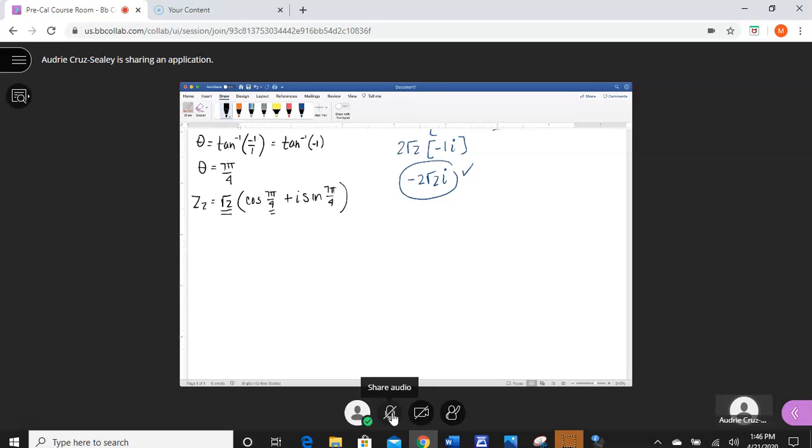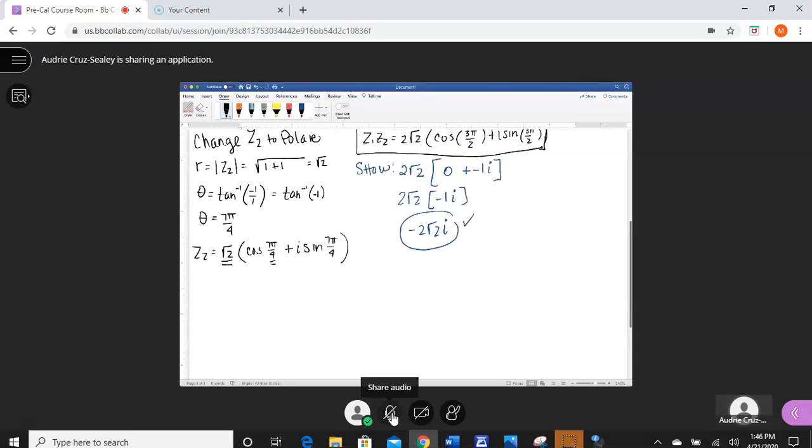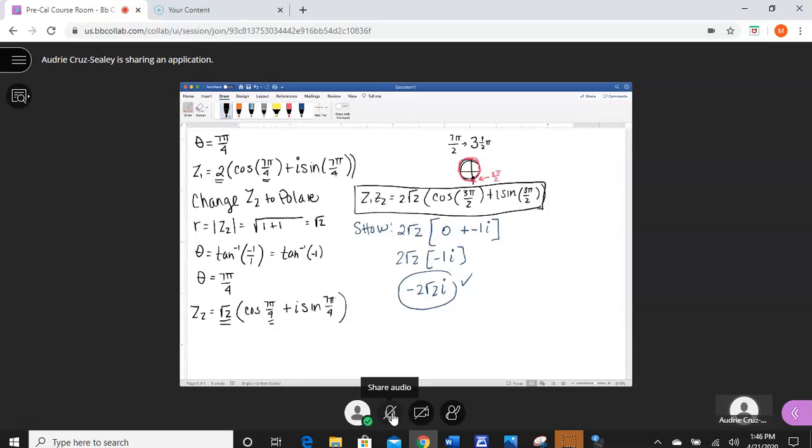Okay, so now we're going to divide. So it's back to you writing. I want to do Z1 divided by Z2, which is actually pretty hard to do in complex form. So Z1 divided by Z2, you divide the R values. So if you divide the R values, you get the square root of 2. And then what do you do with the angles?